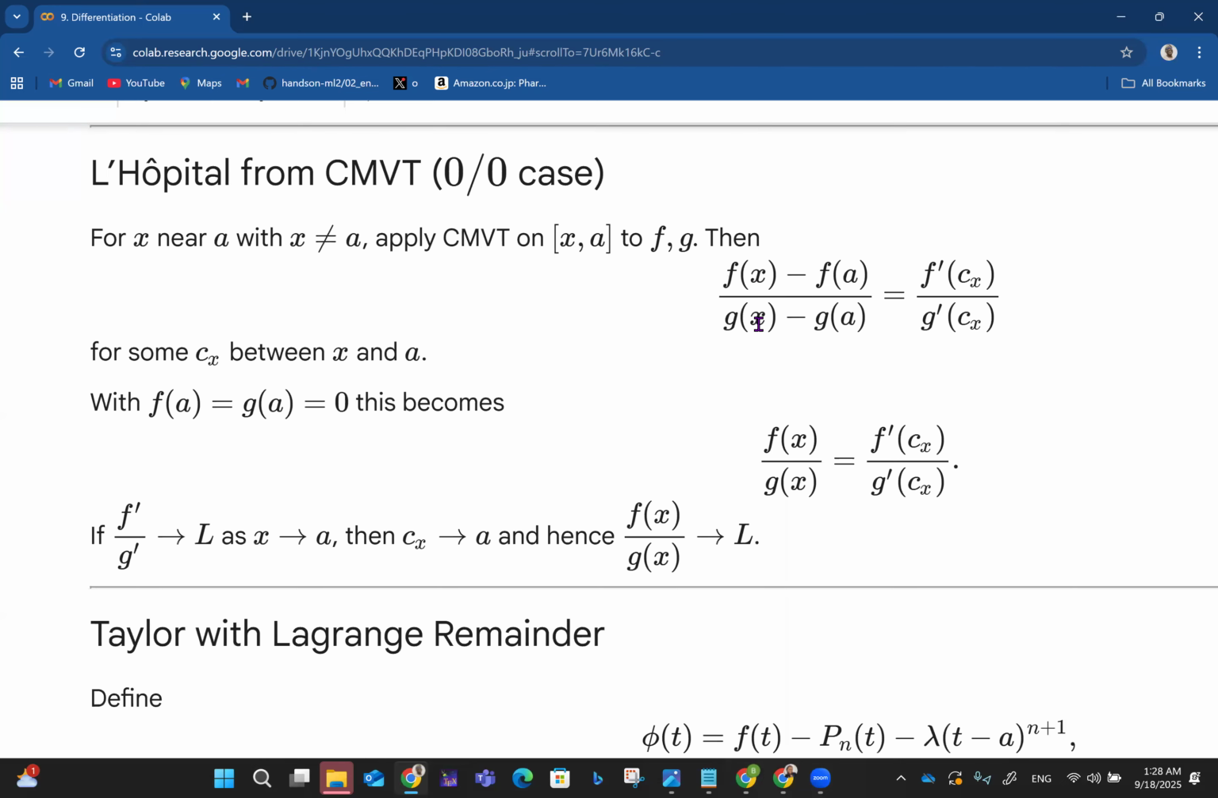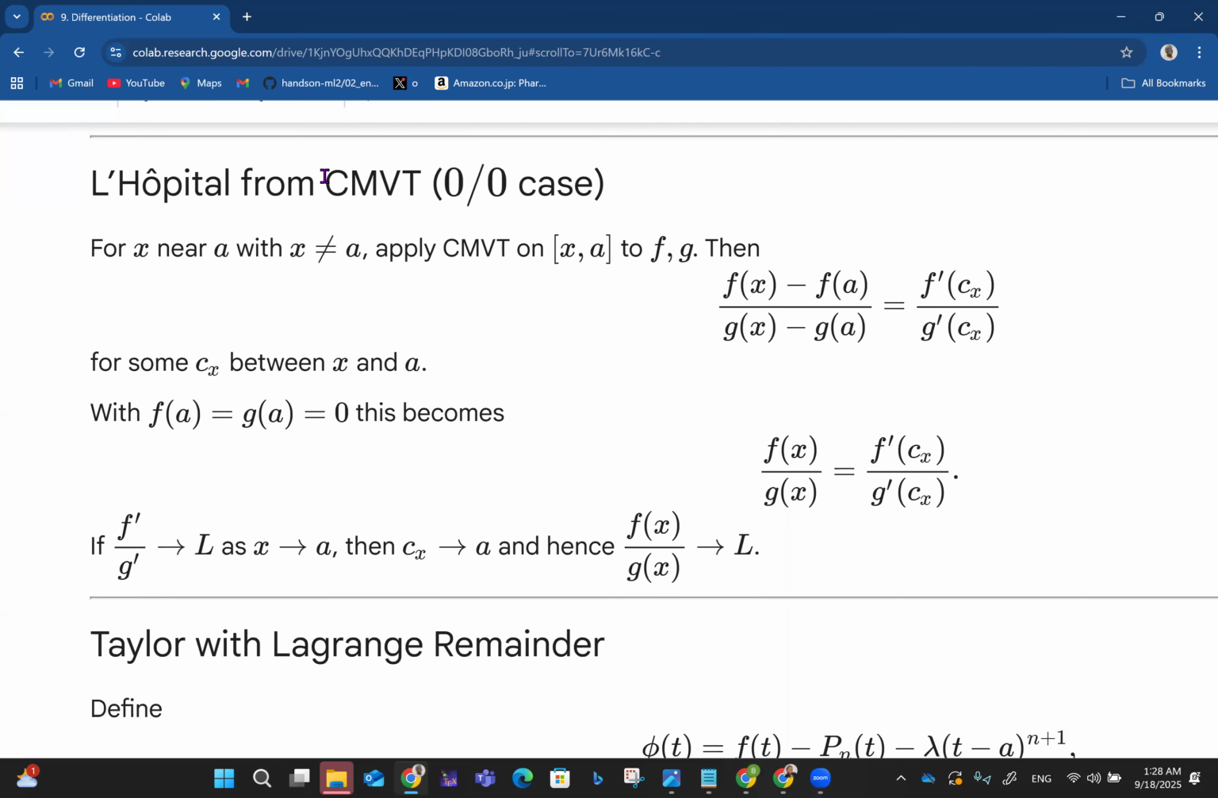Then you want to prove L'Hopital's rule from Cauchy's mean value theorem for the 0 over 0 case. So for x near a with x not equal to a, of course, x is close to a but not exactly a, we apply Cauchy's mean value theorem on the closed interval between x and a to f and g. Then we have (f(x) minus f(a)) over (g(x) minus g(a)), which is equal to f'(c(x)) over g'(c(x)) for some c(x) between x and a.